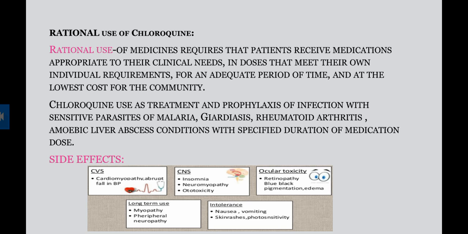What are the side effects? Side effects of chloroquine include cardiovascular side effects, including cardiomyopathy and abrupt fall in blood pressure. CNS side effects include insomnia, neuromyopathy, ototoxicity. Ocular toxicity includes retinopathy, blue-black pigmentation, also edema. Long-term use of chloroquine can lead to severe side effects including myopathy and peripheral neuropathy. Intolerance includes nausea, vomiting, allergic or hypersensitivity reactions, or photosensitivity.